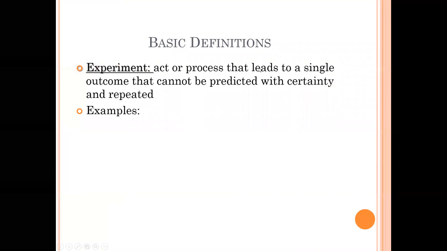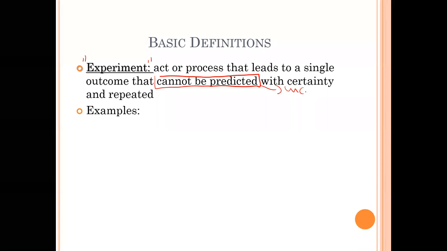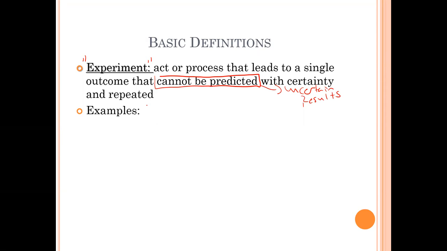Okay, so the first thing we have to do is build the vocabulary for probability. In probability, what we're gonna do is perform these things called experiments. An experiment is an act or process that leads to a single outcome, and this is important, that cannot be predicted with certainty. So what that means is there are uncertain results, but you can repeat the experiment.